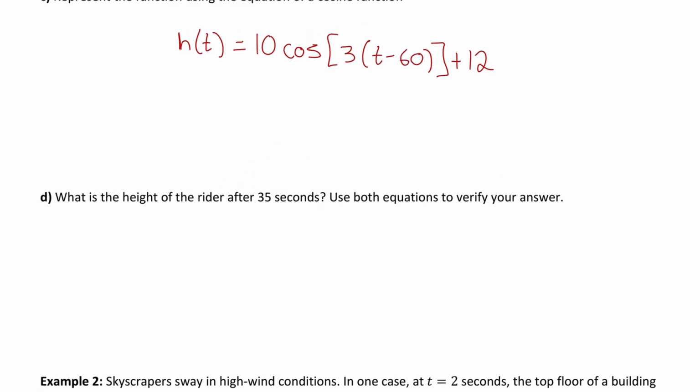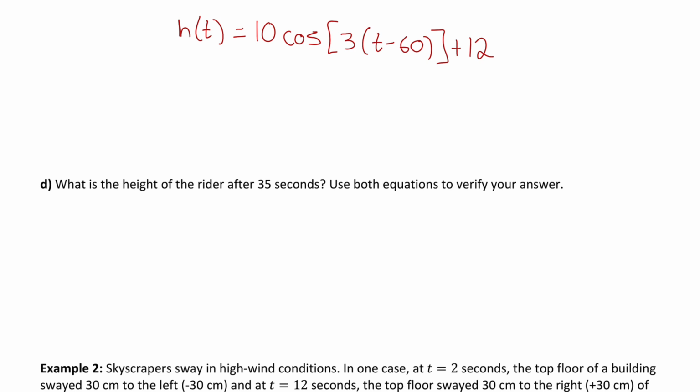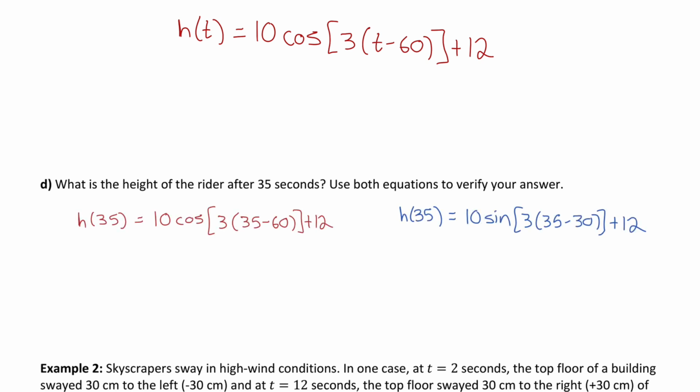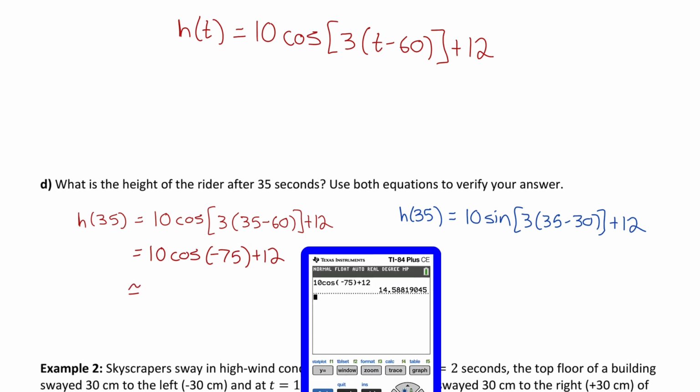So I'll use both the sine and cosine functions to find the height at 35 seconds. For each of the equations, I'm going to sub 35 in for t and hopefully get the same answer for both of them. Starting with the cosine function, I suppose you could type that in exactly as it is on your calculator, or we could evaluate it step by step. I have 35 minus 60, which is negative 25, and then that needs to be multiplied by 3 to give us negative 75. And using your calculator, you can get an approximate value for that of about 14.6 meters.